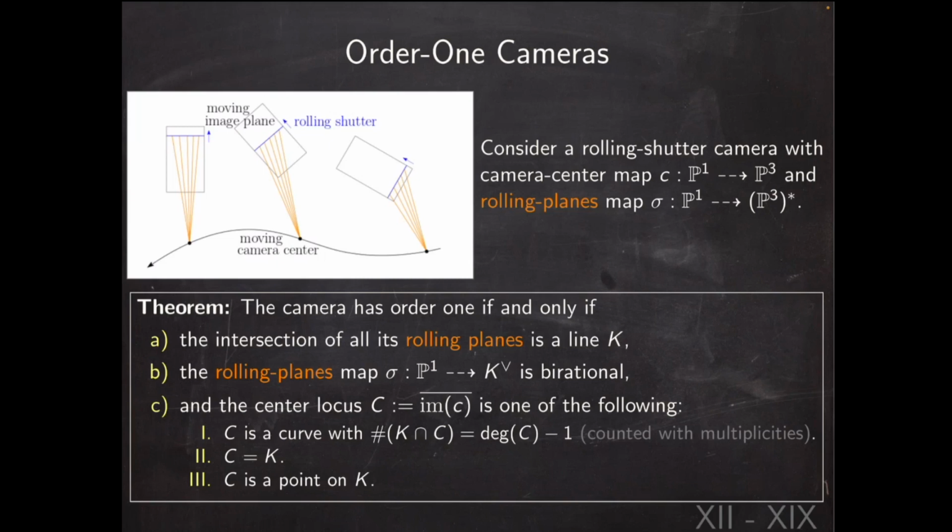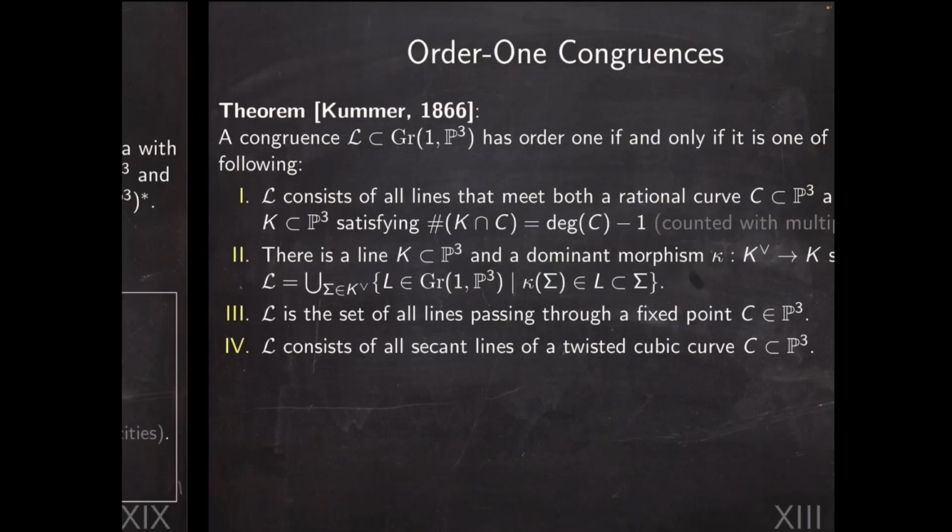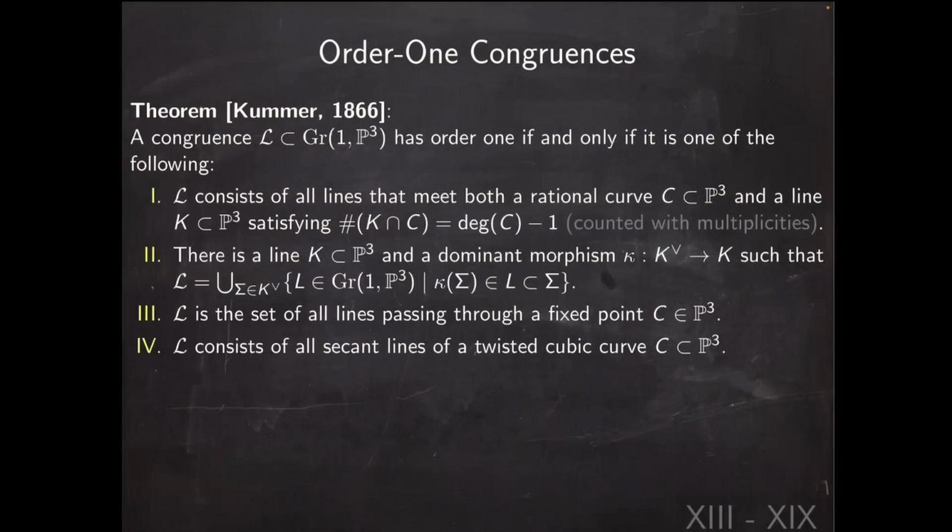We have seen an example of this very last type already, because there was this picture of global shutter cameras, and they have a fixed camera center, so they would be of that shape. And this theorem explains what all order 1 cameras look like. There is some work involved, but the key ingredient for that result is this theorem by Kummer. Many people have made his proof a little bit more accurate. The formulation here is not exactly how Kummer wrote it.